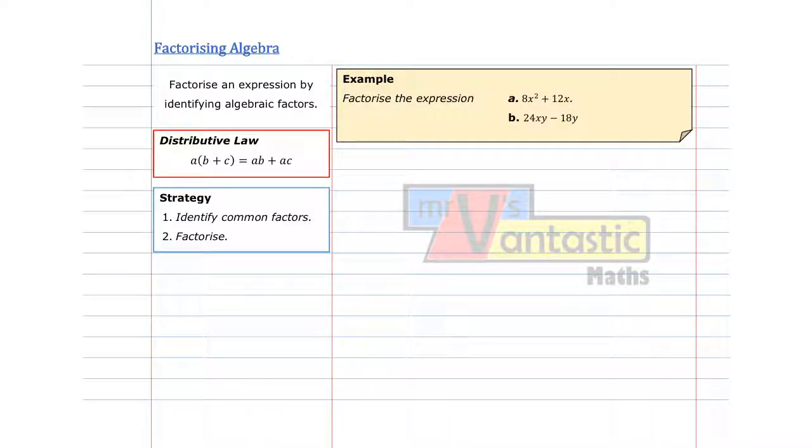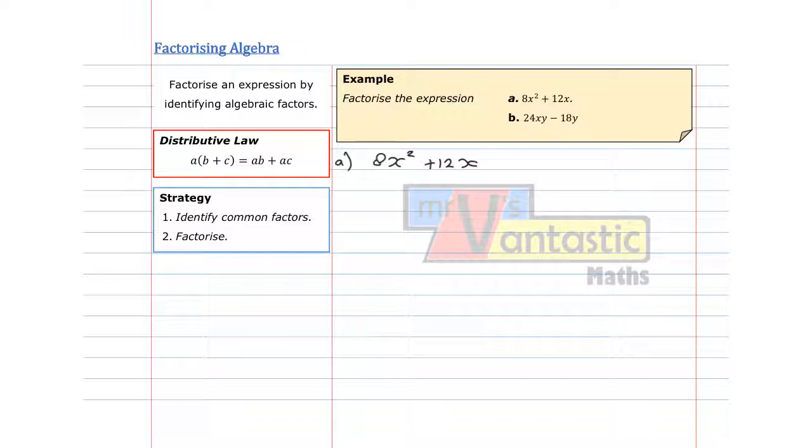This is Mr. V. In this video we will factorize an expression by identifying algebraic factors. So we want to factorize the expression 8x squared plus 12x. So we have 8x squared plus 12x, and we want to find some numerical or algebraic factors that are common to both of those.